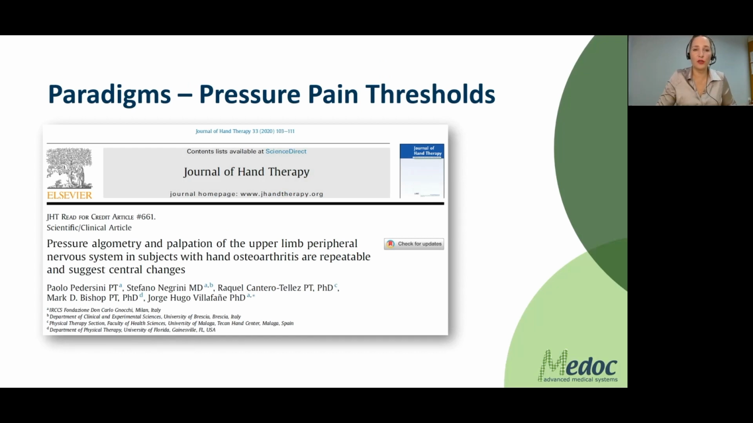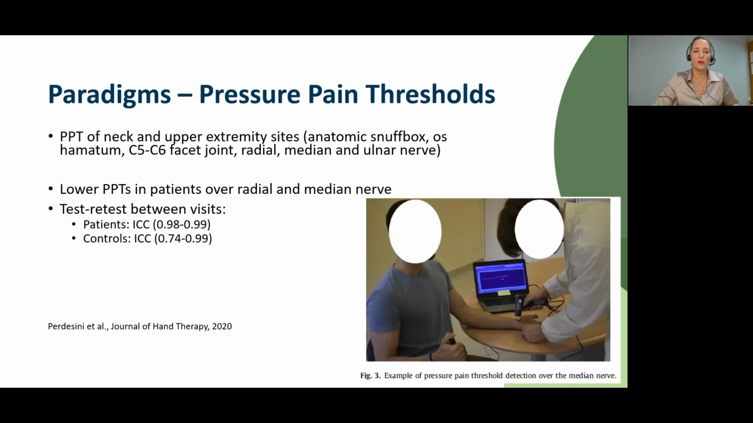So to talk about the paradigm of pressure pain thresholds, this was a very nice study out of Italy where they tested patients with hand osteoarthritis, and they tested them on several body sites and compared them to healthy controls. The program parameters were not mentioned, apart from doing each test on each body site 3 times. They tested the pressure pain threshold on the anatomic snuff box, where you would expect people with hand osteoarthritis to be painful, and also on the hamate bone, but also on the C5, C6 facet joint, and the radial, the median, and the ulnar nerve in the forearm.